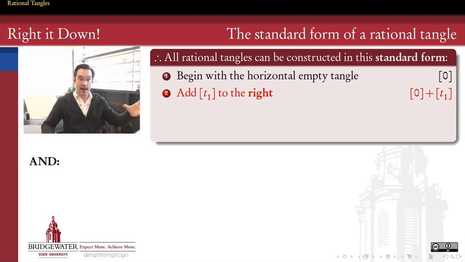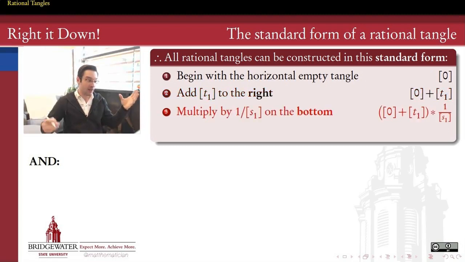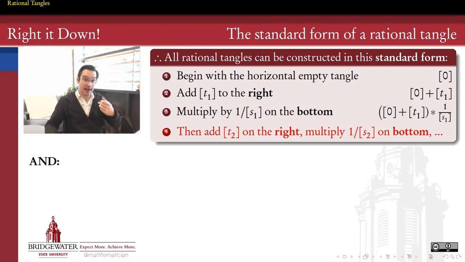And then after I'm done adding those twists to the right, I'll take that tangle and I'll introduce some twists on the bottom by multiplying by the vertical tangle 1 over S1. And so what I'll get is an arithmetic expression that looks like this, 0 plus T1, and then the quantity multiplied by 1 over S1. Now that I've introduced some more twists on the bottom, I can then introduce more twists, and I can do so only on the right. And then I can introduce more twists on that only on the bottom, right?